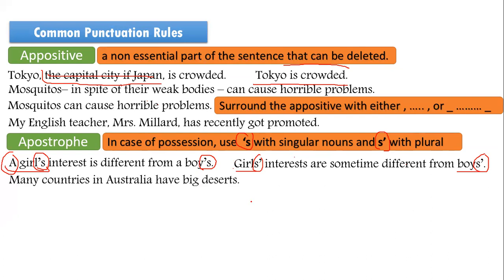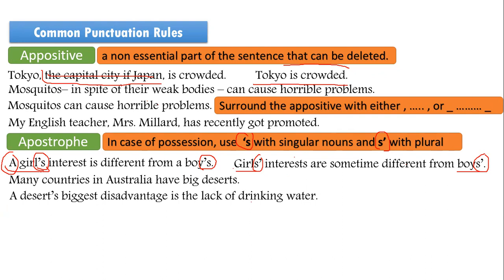Many countries in Australia have big deserts. Do I need any apostrophe here? In other words, is there any possession? Is there any noun that possesses any other noun? No. Yes, you're all right. So I don't need any apostrophe here. So the sentence is correct.